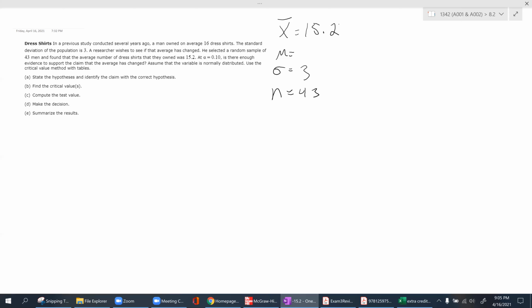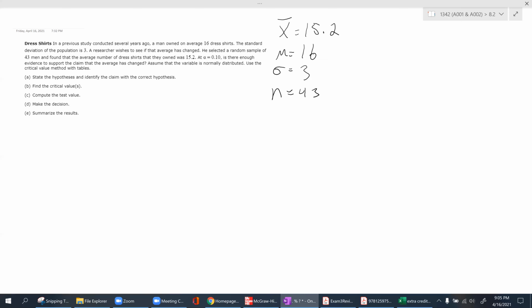Let's go ahead and find the hypothesized population mean. What do we think that is? That'll be 16. At alpha equals 0.10, is there enough evidence to support the claim that the average has changed?